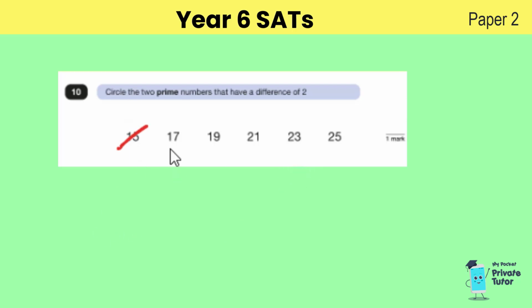15, that's in the 5 and 3 times table, that's not a prime number. 25, that's in the 5 times table, that's not a prime number. 21, that's in the 3 and 7 times table, that's not a prime number. You can now see we're only left with 3 prime numbers, and these 2 are the only 2 that have a difference of 2.